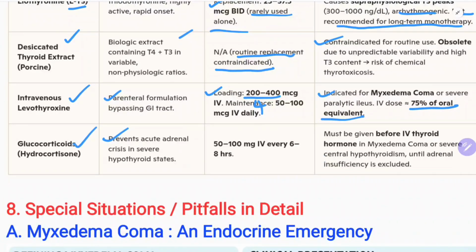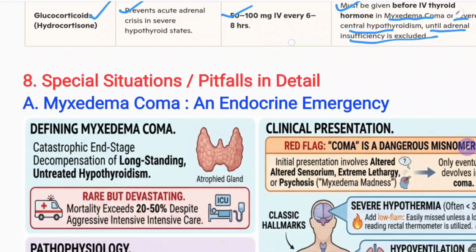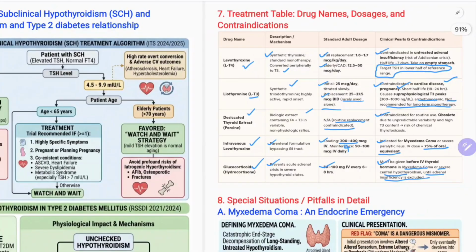Glucocorticoids like hydrocortisone will prevent acute adrenal crisis in severe hypothyroid states. 50 to 100 mg IV every 6 to 8 hours should be given. Hydrocortisone must be given before IV thyroid hormone in myxedema coma or severe central hypothyroidism, until adrenal insufficiency is excluded. Two things: in myxedema coma and in severe central hypothyroidism. That's about the dosages.